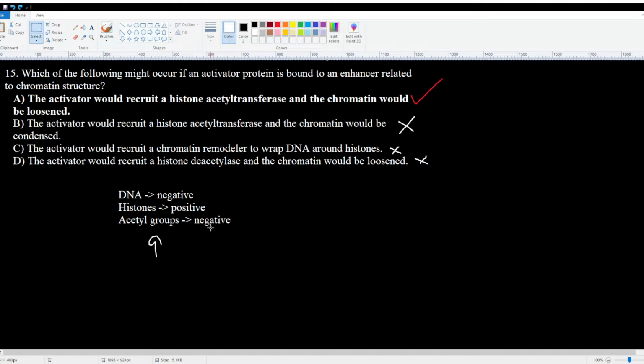That one's a really hard question to get a grasp of. Just my advice: if you didn't know what histone acetyltransferase is, or what histone deacetylase is, just use context clues. If I'm being honest, this test is not your friend. It's not going to play nice. So let's go ahead and move on to question 16.